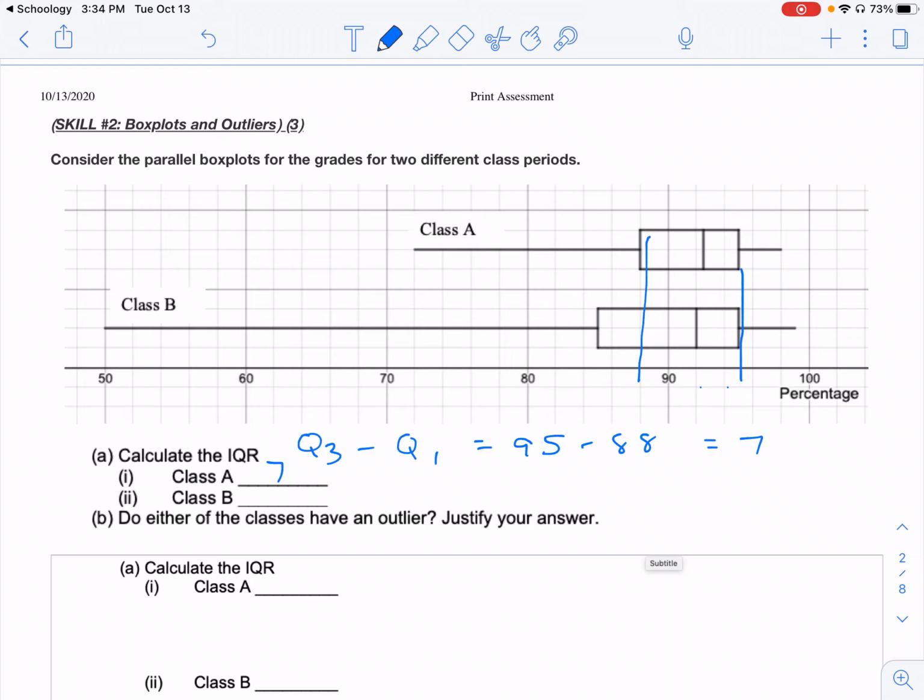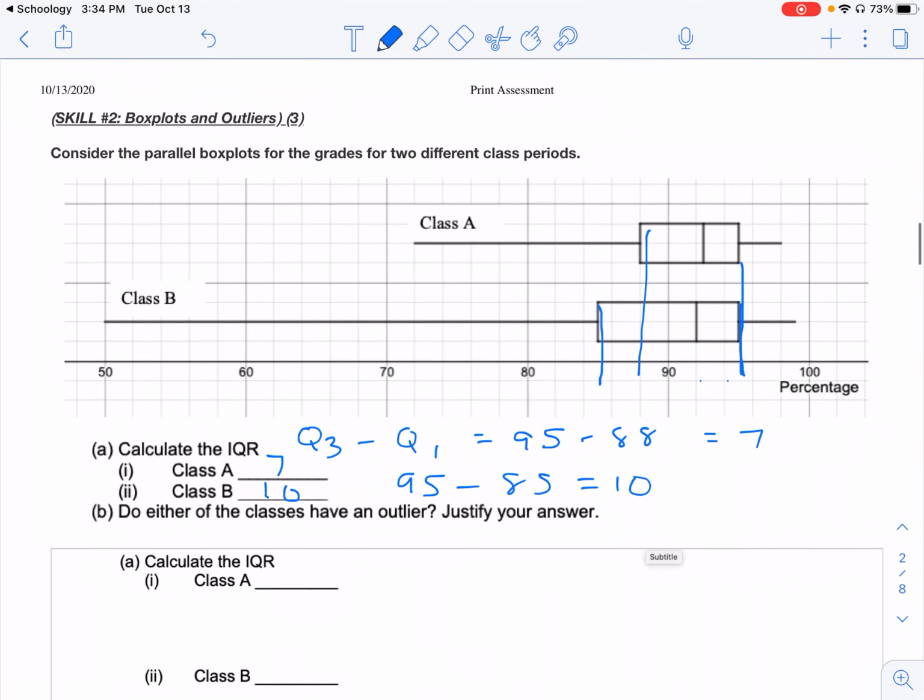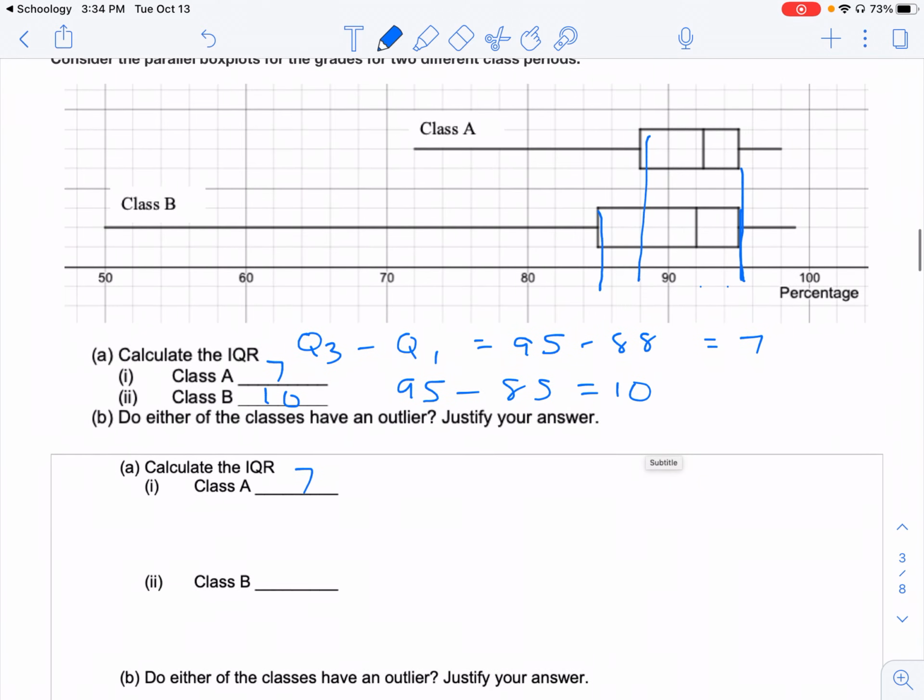Class B is the same, 95, and this one would be 82, 85, which would be 10. I guess I wrote that in the wrong spot.